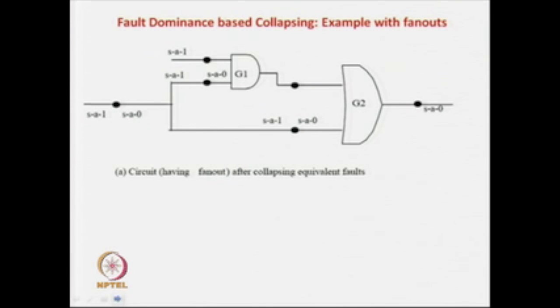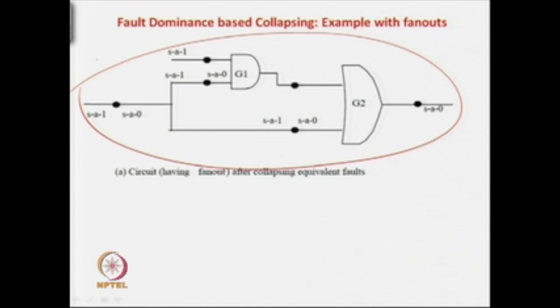Now, let us again see the same example with the stuck-at fault model with equivalence and dominance, and we are looking at the fan out example. So, this is the old example with fan out. This is the circuit we have got after fault collapsing using only equivalence. Now, let us see what we can do. If you see level 1, these are the two stuck-at-1 faults. This is a stuck-at-1 fault already there, because the OR gate is collapsing. So, in the OR gate, this is also a stuck-at-1 fault over here.